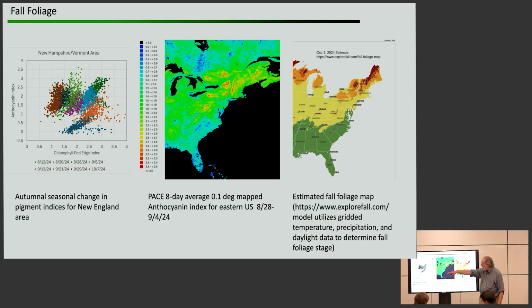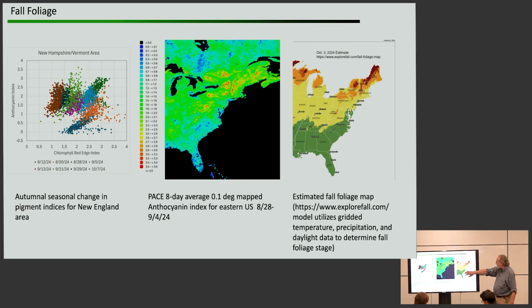What you see is in late summer, we have high chlorophyll, low anthocyanins. And as we move into fall, the amount of anthocyanins increases. Then the anthocyanins stay constant, but the chlorophyll decreases. So if we look at the slope of these different clusters, so basically anthocyanin over chlorophyll, we can map out where we think the leaves are turning red.